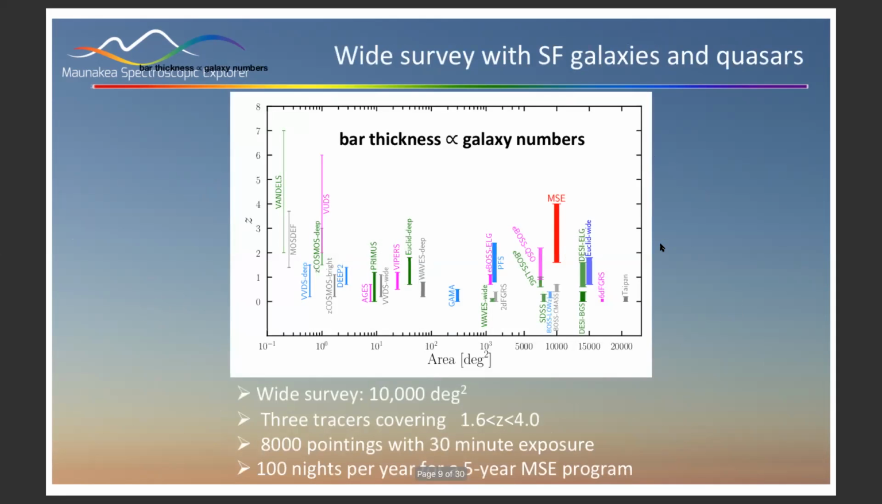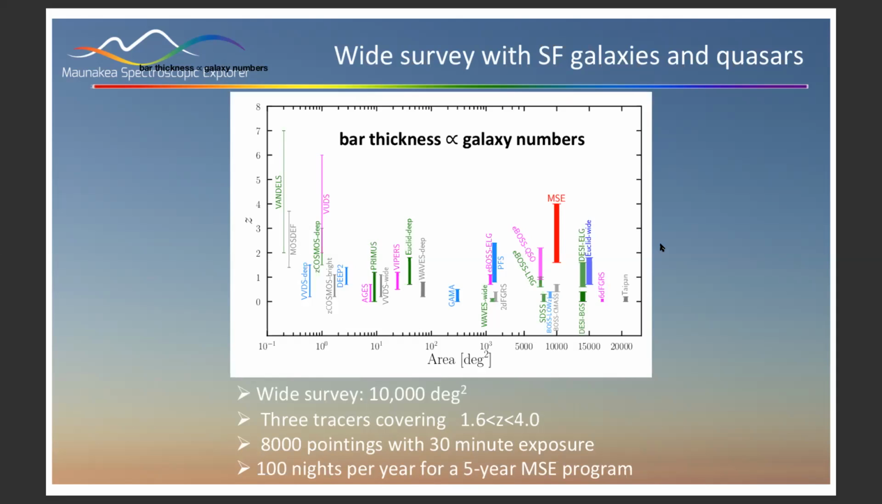So what we are proposing exactly is a wide survey, meaning 10,000 square degrees with 3 tracers covering the redshift range between 1.6 and 4. And the exposure time is typically at the order of 30 minutes. This means that at the end, when you do the computation, what we need is 100 nights per year for a 5-year program.